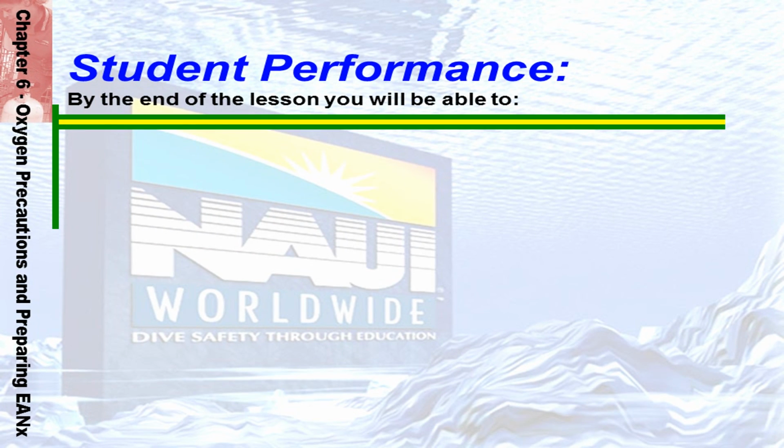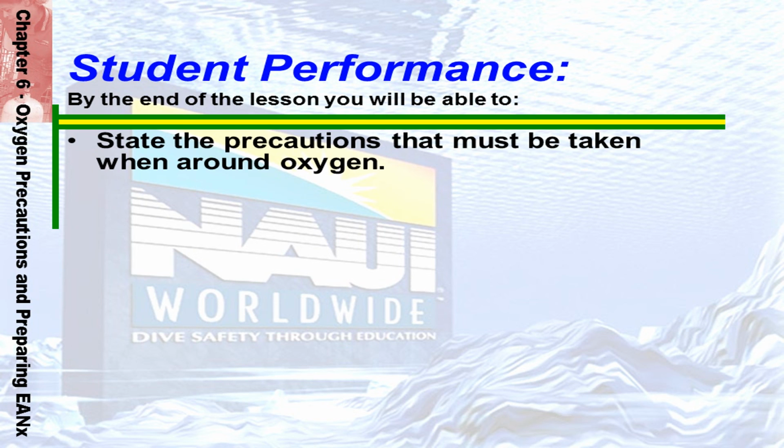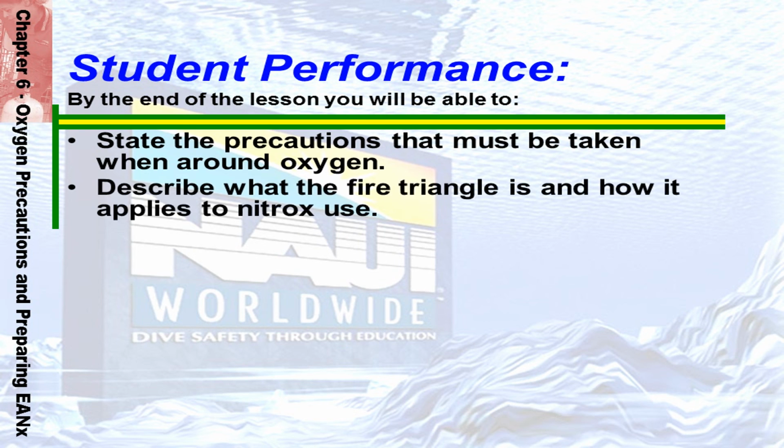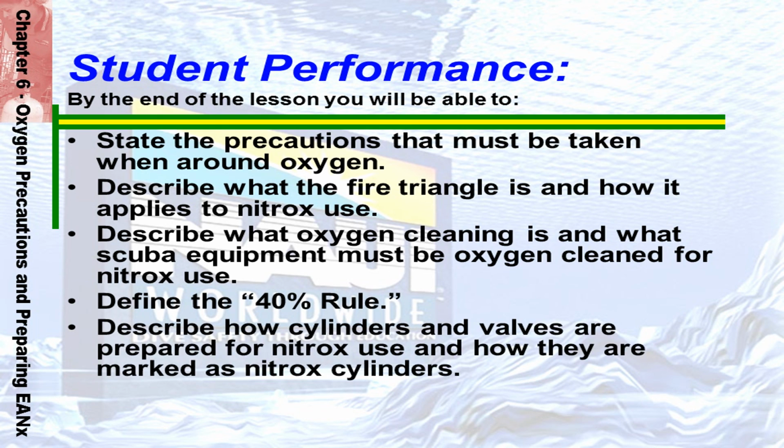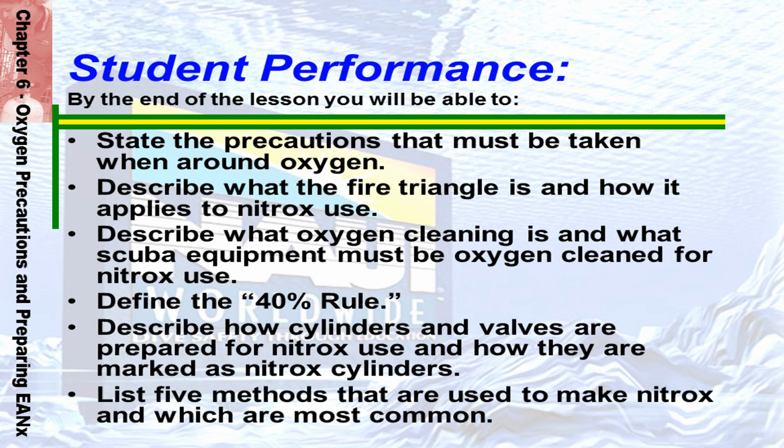Now that you are familiar with oxygen precautions and preparing nitrox, you should be able to state the precautions that must be taken when around oxygen, describe what the fire triangle is and how it applies to nitrox use, describe what oxygen cleaning is and what scuba equipment must be oxygen cleaned for nitrox use, define the 40% rule, describe how cylinders and valves are prepared for nitrox use and how they are marked as nitrox cylinders, and list the 5 methods that are used to make nitrox and which are most common.